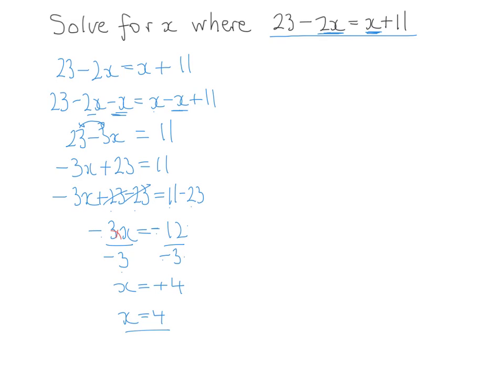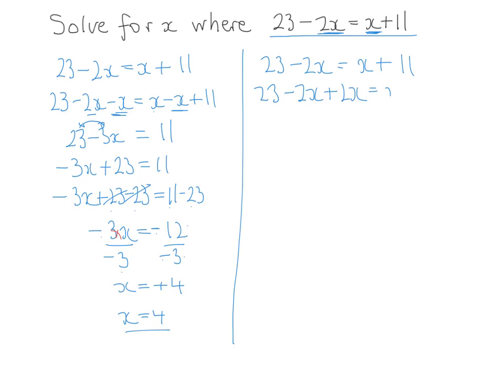Now I said there were two ways you could go about solving this. Let's try the other way. So if we had the same thing, 23 minus 2x is equal to x plus 11. Now what we could do is plus 2x on both sides. Let's see what happens. Now I've done the same thing on both sides of plus 2x. Now minus 2x plus 2x, they cancel out and leave 23 on the left hand side. Now x plus 2x is 3x.